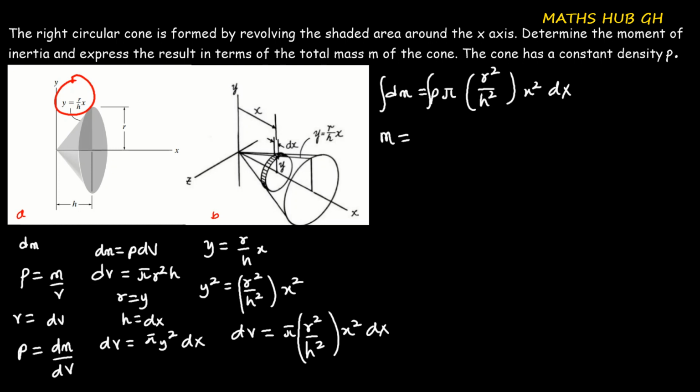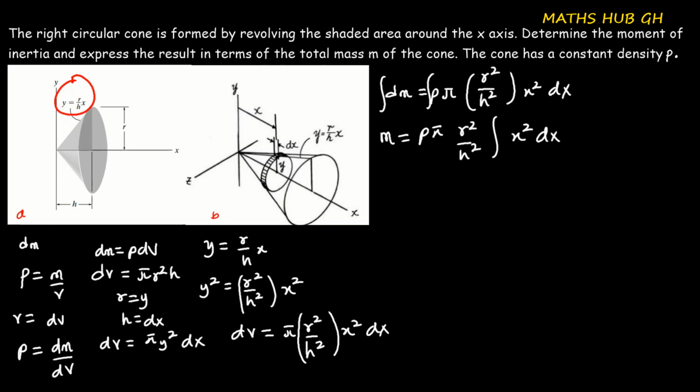But on the right hand side, you see that the only variable we have here will be the x. So we can have rho pi multiplying r squared over h squared placed in front of the integral sign. Then we're going to have x squared dx. Okay, this is what we will have. So now what you do is integrate this expression x squared with respect to x. So you will have to change this indefinite integral to a definite integral.